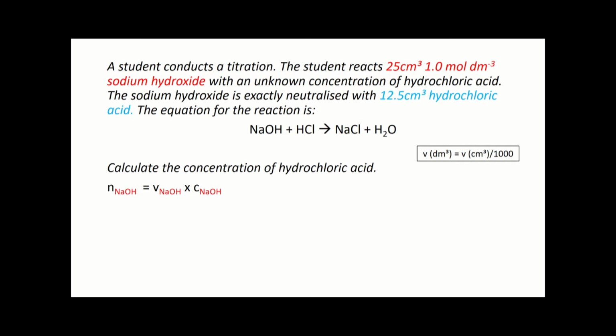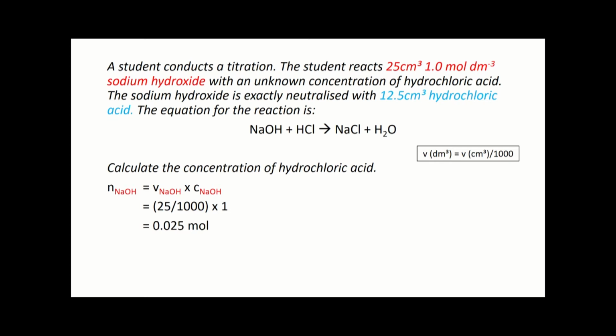All right. And so I look for the stuff I highlighted in red. That would be 25 centimeters cubed, except we want that to be converted into decimeters cubed. So we're going to divide that by 1,000, so 25 over 1,000. And then we've just got 1.0. So if we plug those numbers in, we end up with 25 over 1,000 multiplied by 1 gives us 0.025 moles of sodium hydroxide which have been used.